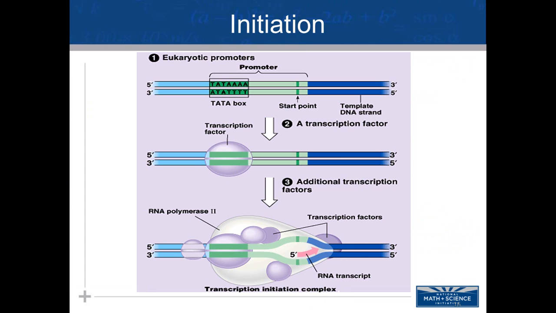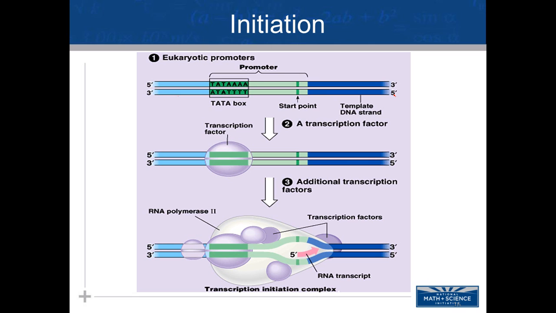Alright, so in initiation, if you're looking at the gene, there's a region prior to the beginning of the gene where the RNA polymerase attaches, called the promoter region. The promoter region is going to determine which side of the gene is going to be transcribed. And it's always going to be the side that is 3' to 5'.